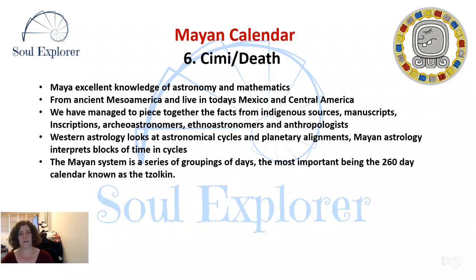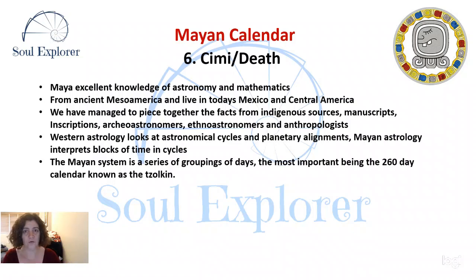So the difference, I would say, between the Mayan culture and Western astrology. Western astrology is very good too. I'm very interested in Western astrology as well. And that looks at the astronomical cycles and the planetary alignments. But Mayan astrology interprets blocks of time in a cycle, which also resonates with me too. So the Mayan system is a series of groupings of days, and it's 260 days long.